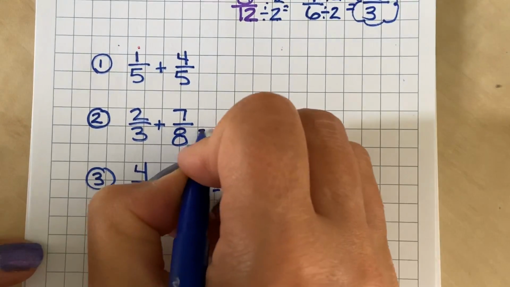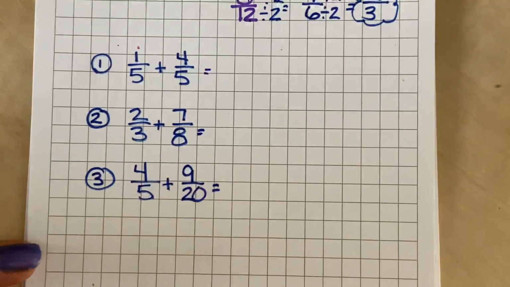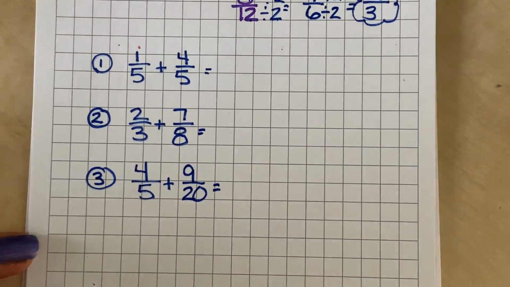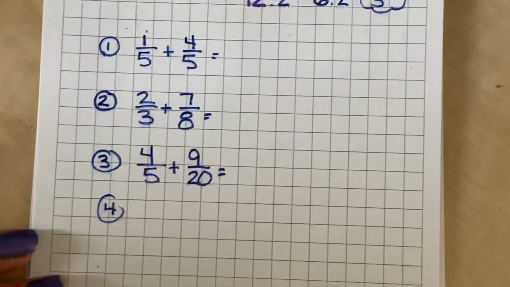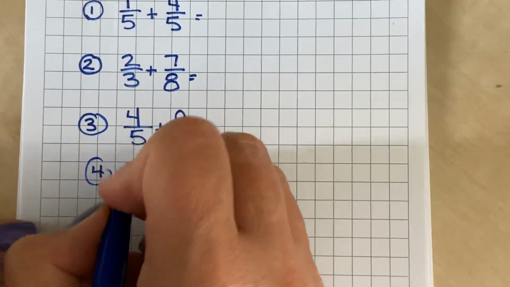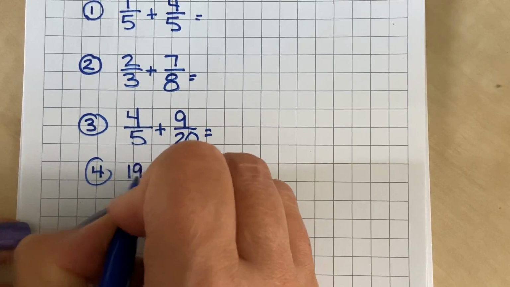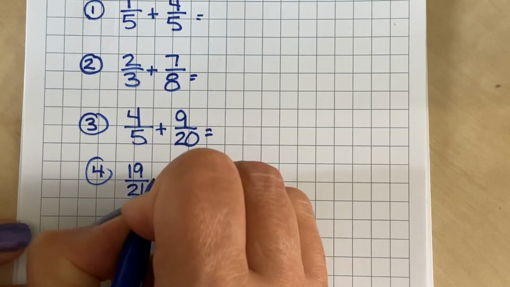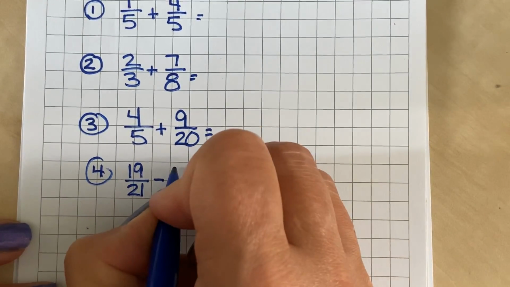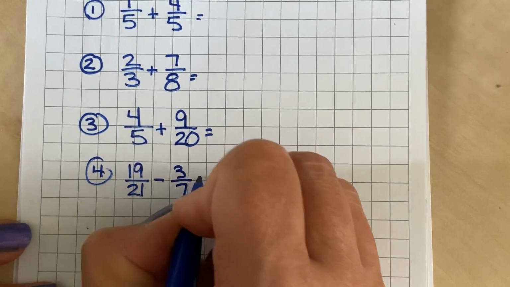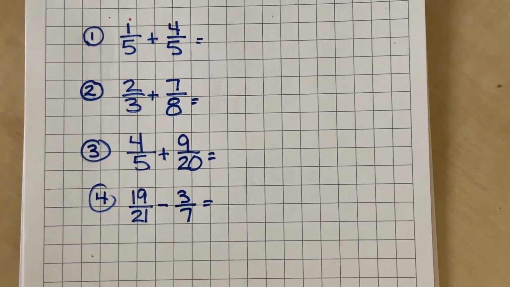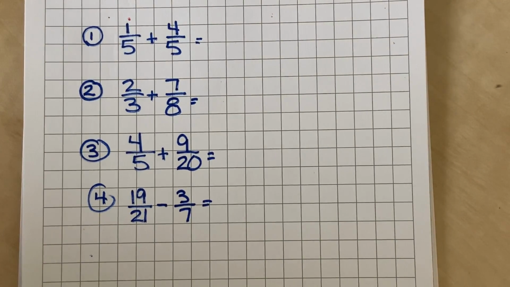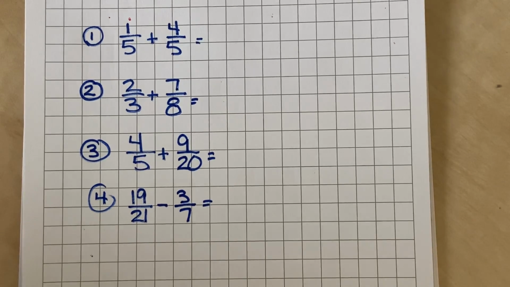Okay? I should have put a subtraction problem in there. All right, we'll do one more. Sorry. We're going to do 4 problems. Who knew? I'm going to do a subtraction problem. So if I have 19/21 minus 3/7. Okay? So I'm going to stop my video, and you are going to do those 4 problems, and then we'll come back to check them, okay?